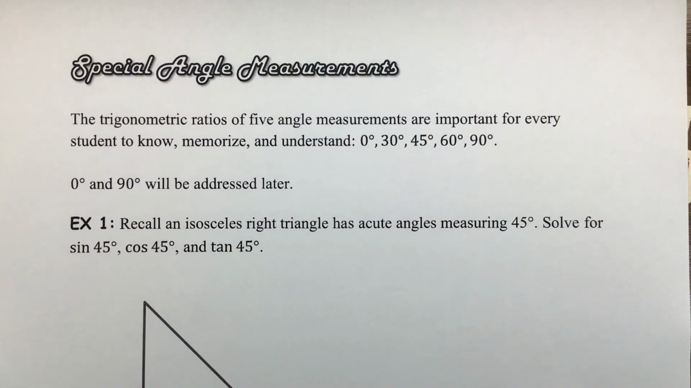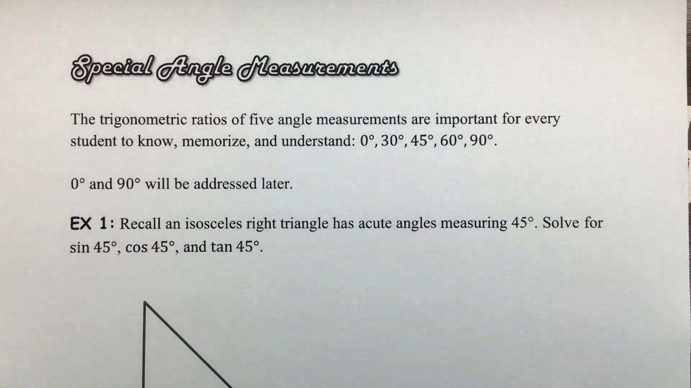The trigonometric ratios of 5 angle measurements are important for every student to know, memorize, and understand. Those angles are 0 degrees, 30 degrees, 45 degrees, 60 degrees, and 90 degrees. They're also referred to as the special angle measurements. Now, for the purpose of this video, we are not going to be looking at the 0 degrees or 90 degrees. We'll just focus on 30, 45, and 60.